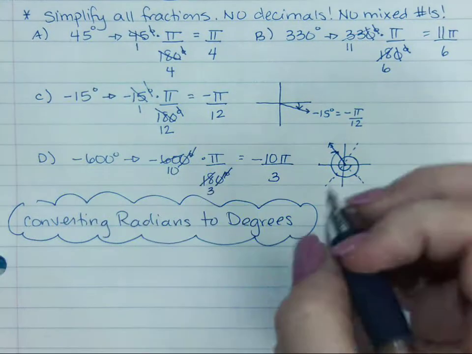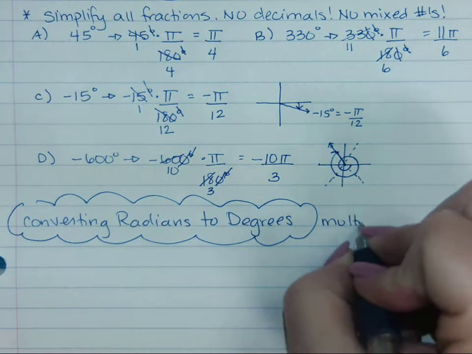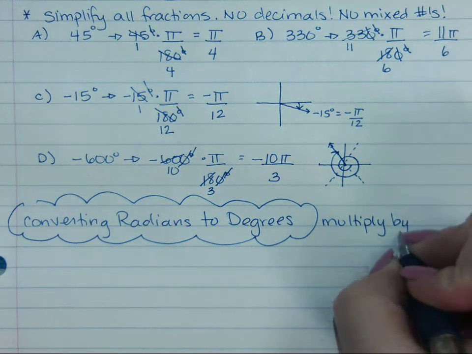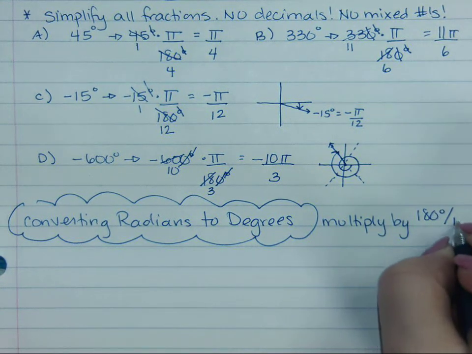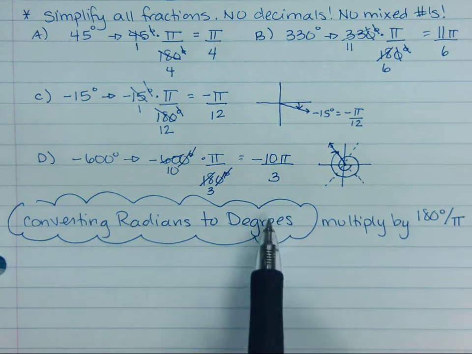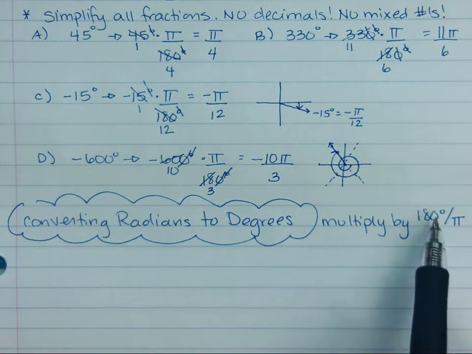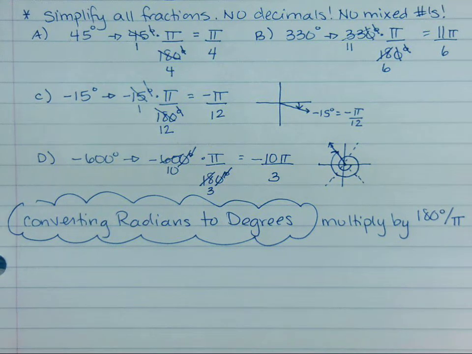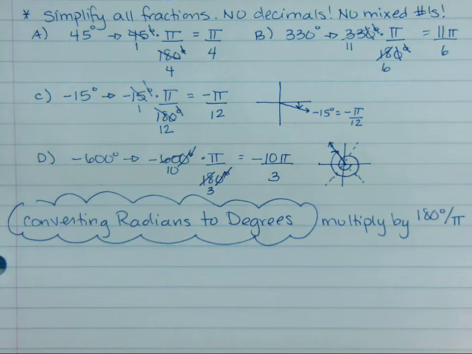Now this one, you're still multiplying, but you're multiplying by the reciprocal, which is 180 degrees divided by pi. So now what we want is to have a degree when we're done, so I need to make sure the degree symbol is up top. So let's look at a few conversions.